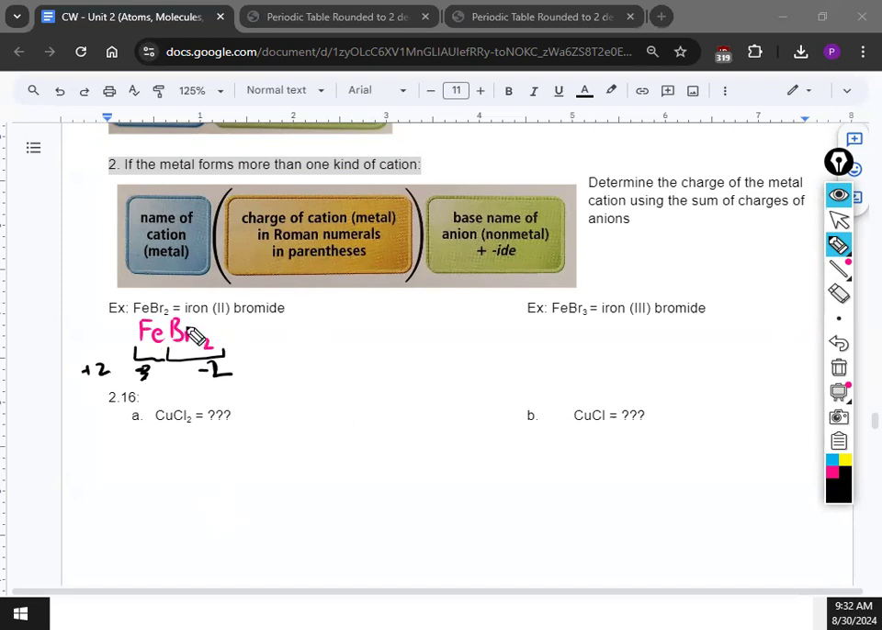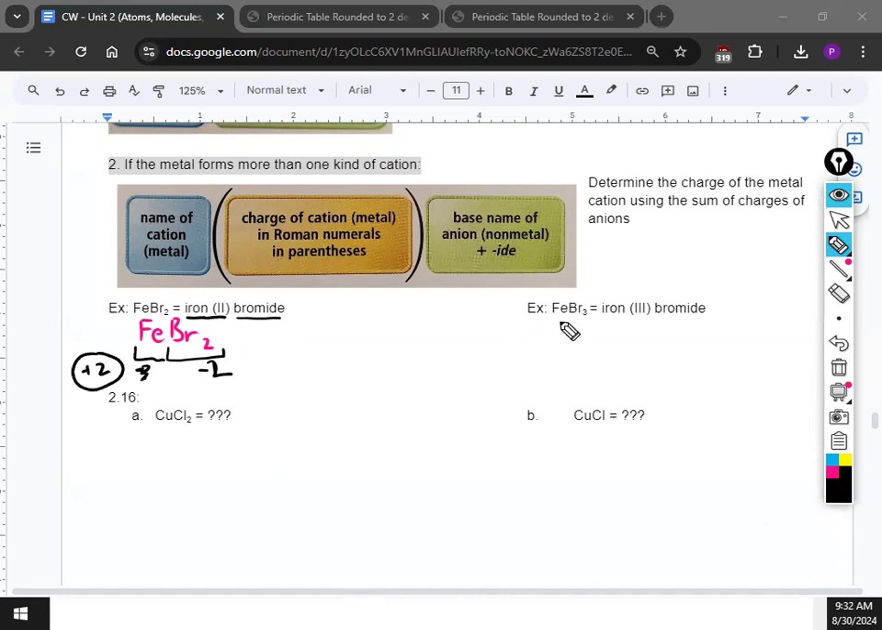And then for the name, it's very simple. It's the same thing as before. You write the name of the cation, which is iron. The only difference is, since this one doesn't have an MCI, we have to write the charge of iron in parentheses next to it in Roman numerals. Okay, so this one is called iron 2. And then you get bromine and change the ending to IDE. So it's iron 2 bromide. That's how you write the name for these types of compounds. So just one more extra step: you have to do a calculation and write the Roman numerals.